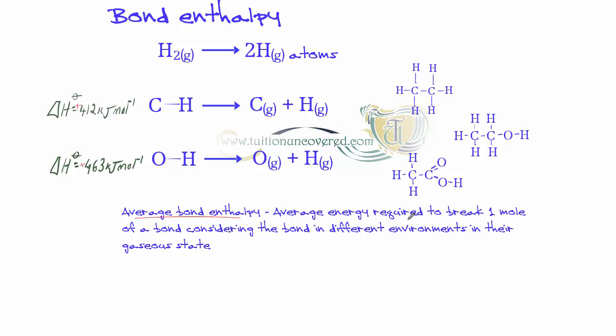The average energy required to break 1 mole of a bond, considering the bond in different environments in their gaseous state. A couple of things to note. First of all, average bond energy. Why? Because we're looking at that bond in many different environments. These are just 2 examples. There are loads of examples where there are CH or OH bonds, and therefore when we look at any particular example, we're looking at those bonds having considered many different environments. Whereas this H2, there is only 1 HH bond, and therefore its value is not necessarily an average.